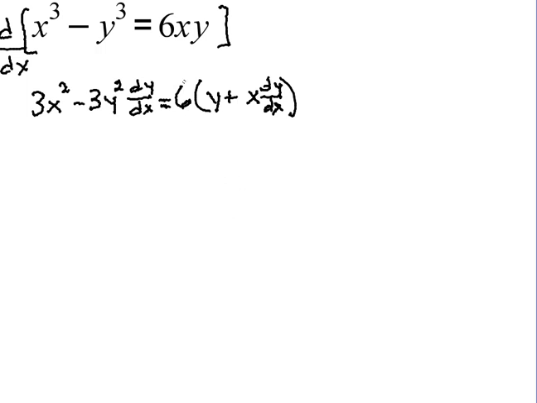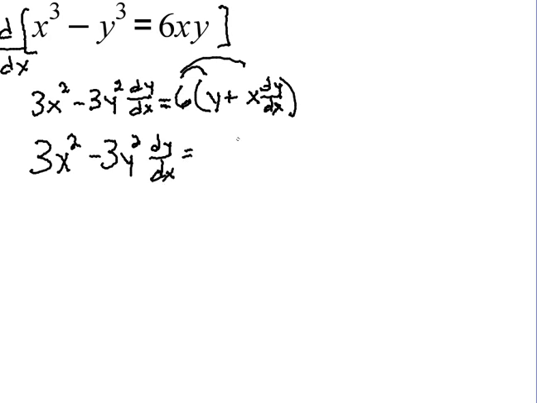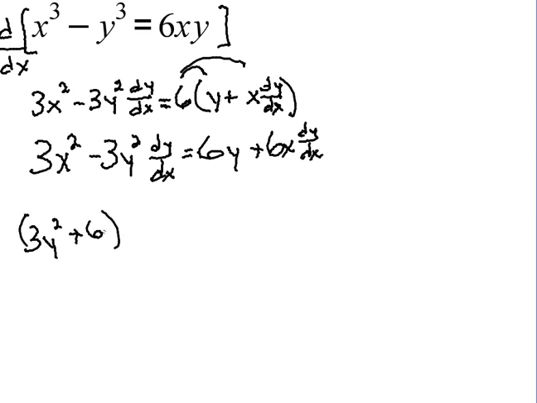Okay, so if we distribute the 6 in through here, we're going to get 3x squared minus 3y squared dy/dx is equal to 6y plus 6x dy/dx. And I'm going to notice I've got a positive 6x dy/dx over here, and I've got a negative 3y squared dy/dx over here. So I'm going to put those on the same side and say that's simply a 3y squared plus 6x, that quantity, times dy/dx.